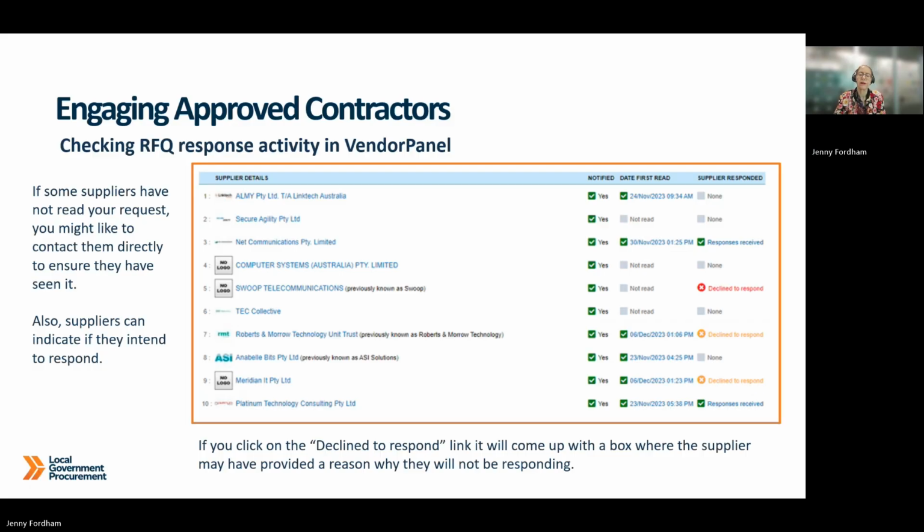Following up with suppliers. Don't worry if a few suppliers haven't read it yet. You can always reach out with a quick reminder. You'll also notice a decline to respond message in orange or red. Orange means one person in the supplier's team has declined, but someone else might still respond. Red means the whole organisation won't be responding. If you click on Decline to Respond, you can see the reason the supplier gave for not responding. These details can help you see where things are at and decide if you need to follow up.